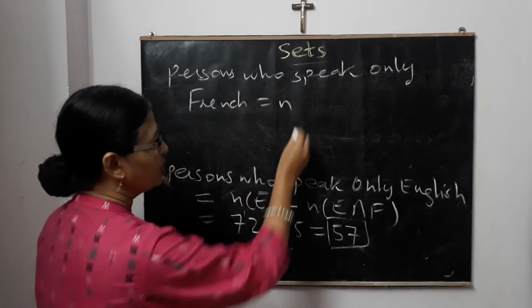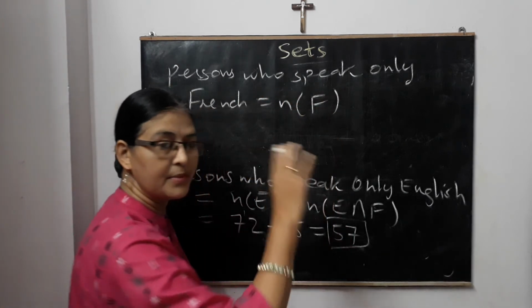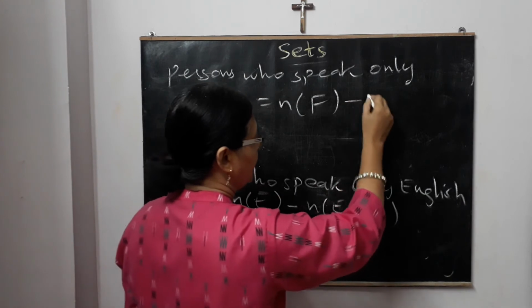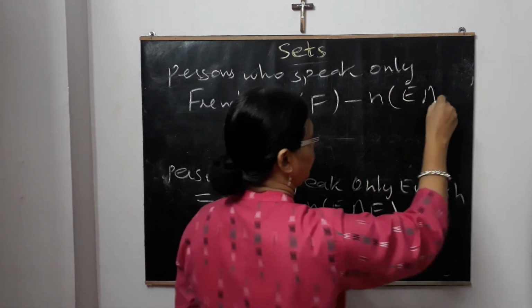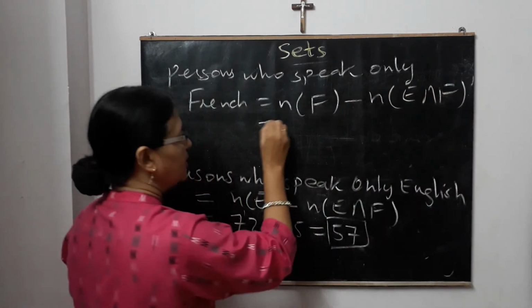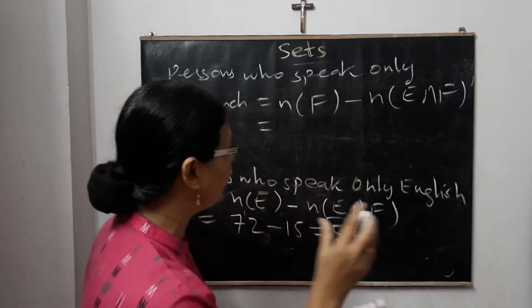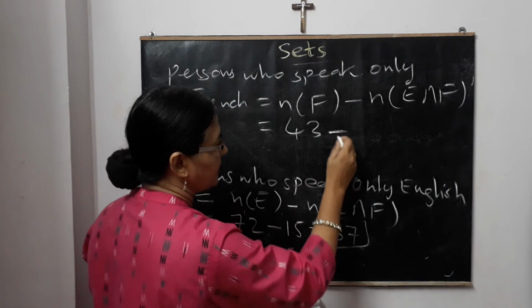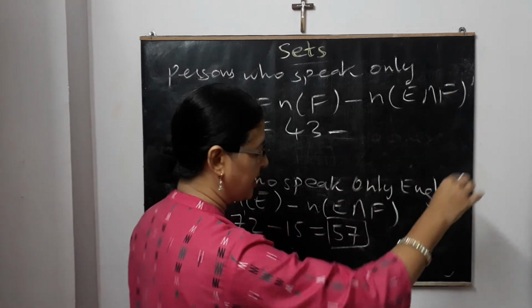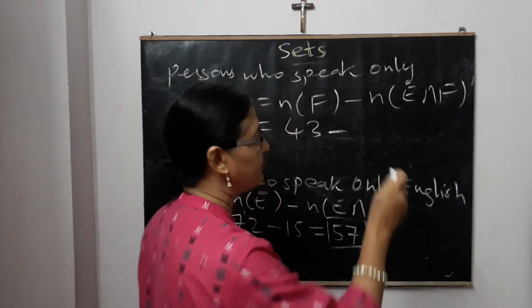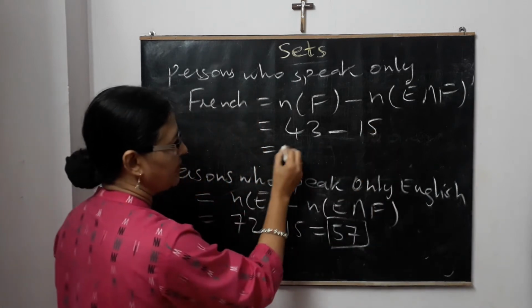Now what are you going to take? N of F, because all the people who are speaking French, minus the intersection, those who are speaking both languages. Now French, how many were given? 43% speak French. Among that, only French we want. 43 we are going to take, and minus those who are speaking both the languages. Both the languages, what we had got earlier, 15. That will be subtracted.